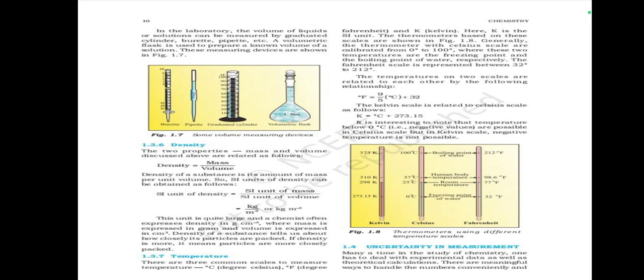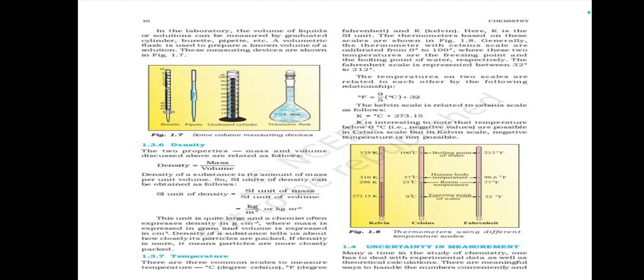The Fahrenheit scale is represented between 32 degree to 212 degree. The temperatures on two scales are related to each other by the following relationship: degree Fahrenheit is equal to 9 by 5 degree Celsius plus 32. The Kelvin scale is related to Celsius scale as follows: K is equal to degree Celsius plus 273.15. It is interesting to note that temperature below 0 degree Celsius, that is negative values, are possible in Celsius scale, but in Kelvin scale negative temperature is not possible.